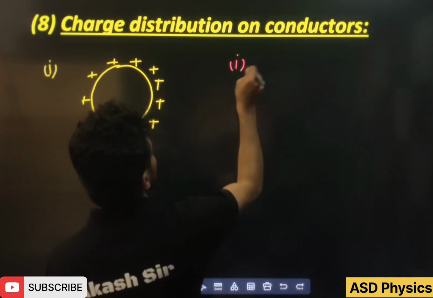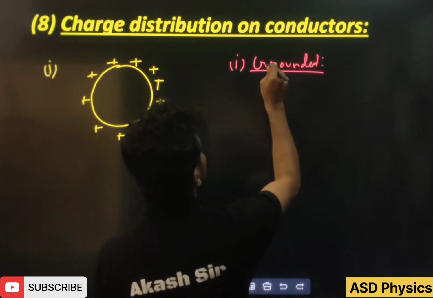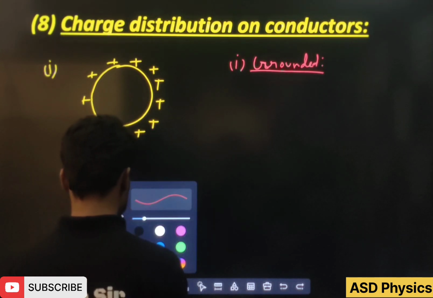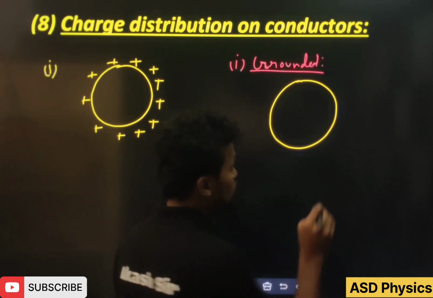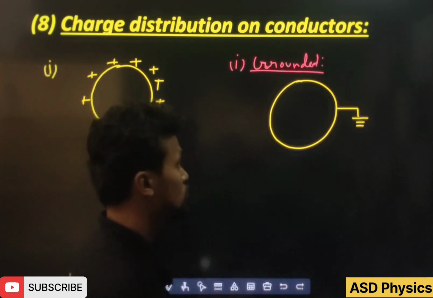But now what I am going to do here is the same thing, the first one, but I have made it grounded. The moment we connect it to the ground here, this is the grounding symbol. So what will happen here?